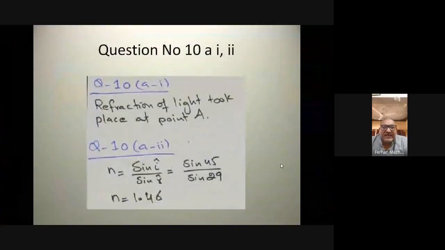Okay, so question number 10a, second part. N equals sine I by sine R. Remember, the angle which is formed in the rare medium is always put in the numerator in this formula. So we will have sine 45 divided by sine 29. So N equals 1.46. When you do this calculation in your calculator, the answer will be 1.46.